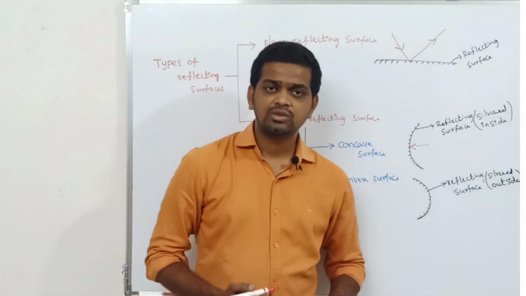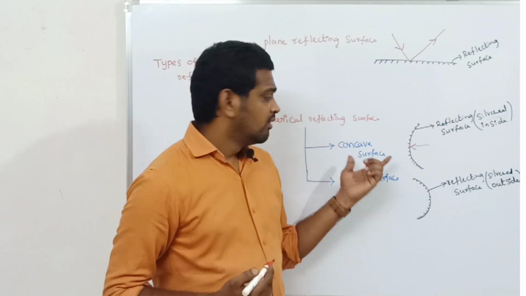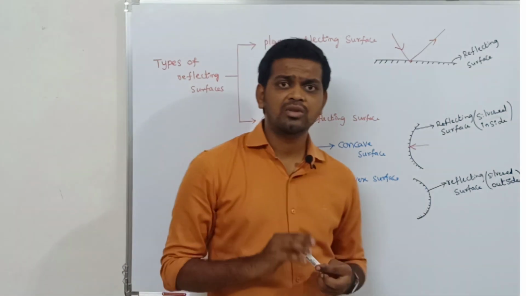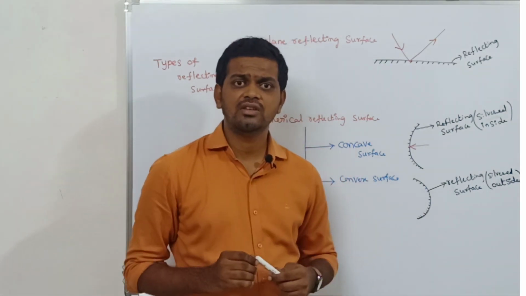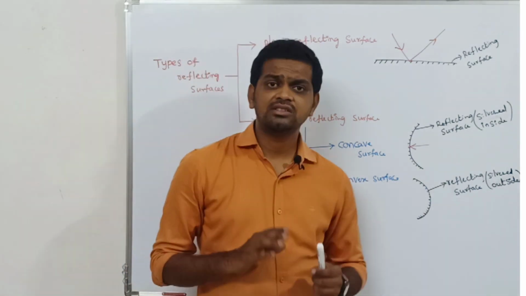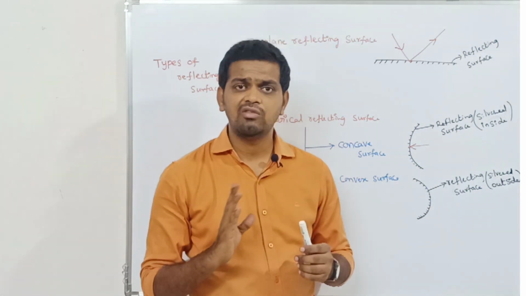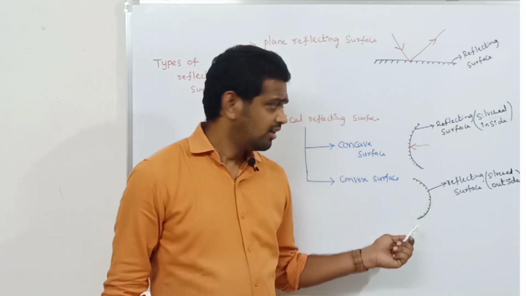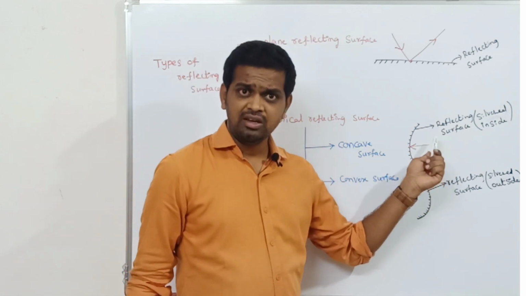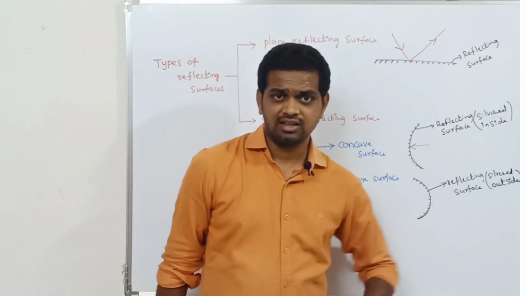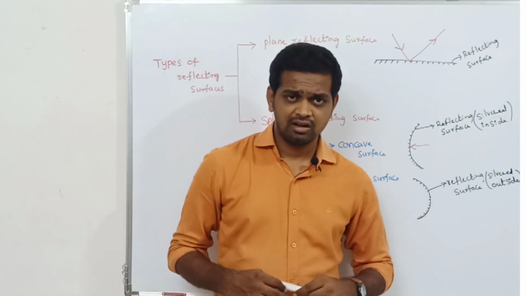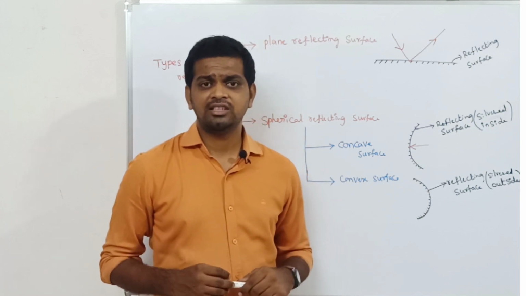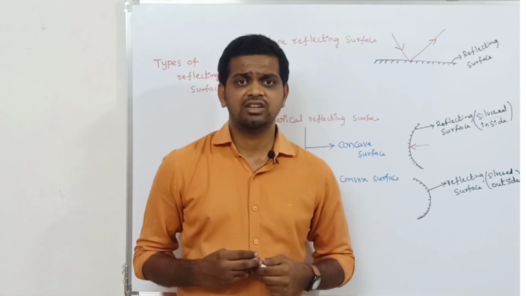Is it clear, children? So in conclusion, between the concave mirror and convex mirror: whenever you touch the concave mirror, the bulged portion of the surface will be inverted. Coming to the convex surface, the bulged portion will be outward, or the reflecting surface will be outward in a convex mirror, and the reflecting portion will be inverted for the concave mirror. This is the difference between concave mirror and convex mirror. In an upcoming video, I will explain the differences in detail.